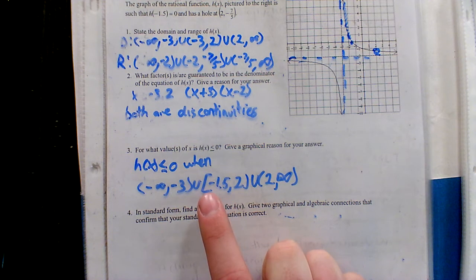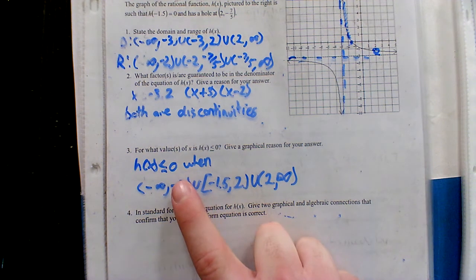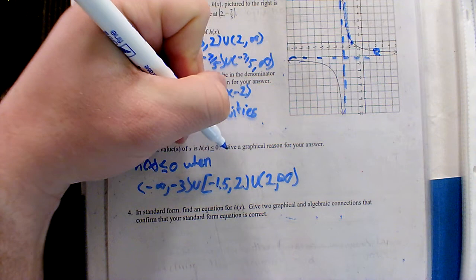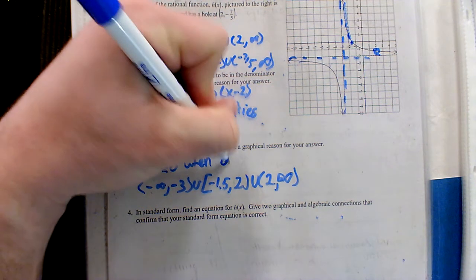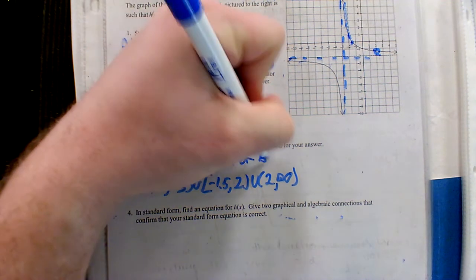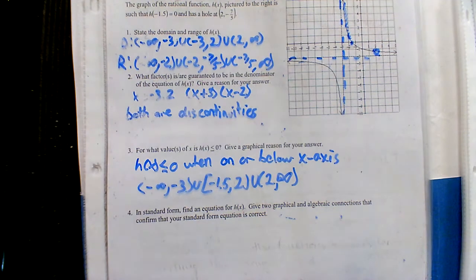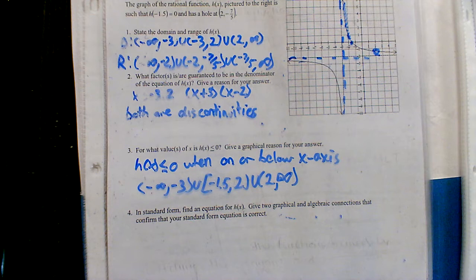So graphically looking at it, when you're trying to find your answer, h of x is less than or equal to 0 when it would be on or below the x-axis. When it's on or below the x-axis, that is when it's less than or equal to 0. Very good.